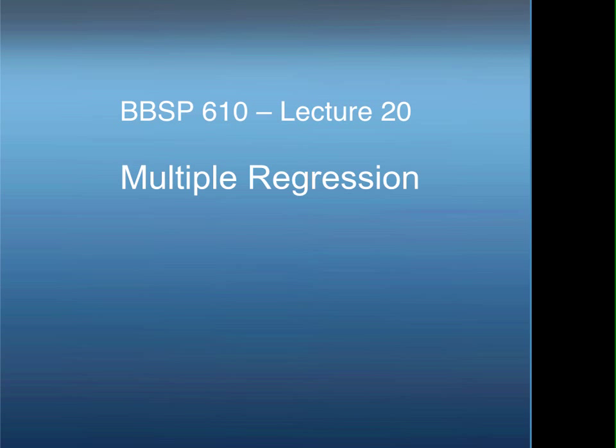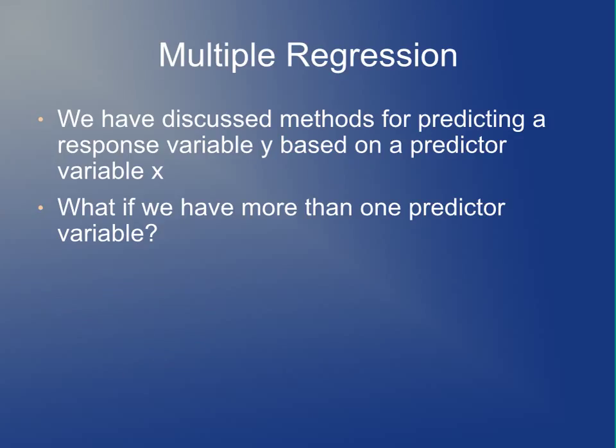This is lecture 20 in BBSP 610. We'll be discussing multiple regression today. In our previous lectures, we've considered univariate regression, meaning that there's a single predictor variable and you're trying to predict an outcome variable. Today we're going to consider the case where we have more than one predictor variable.